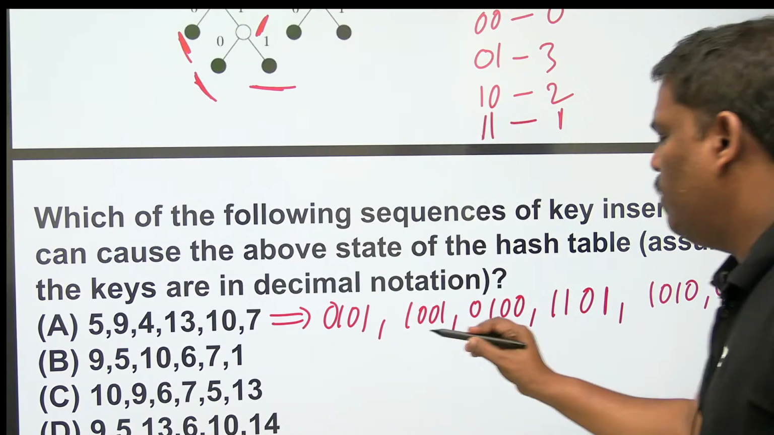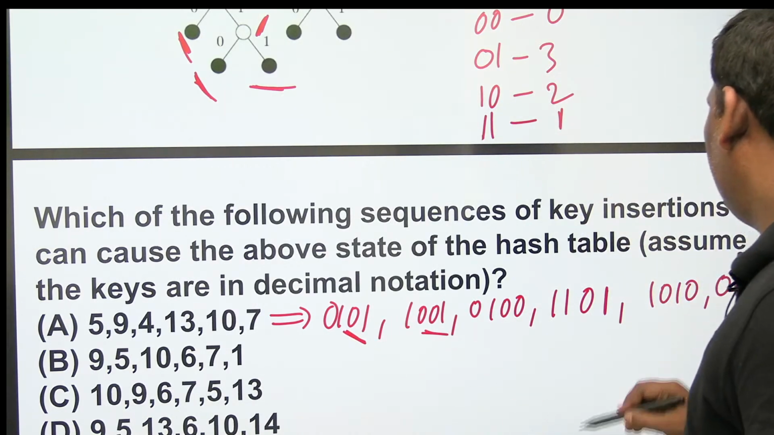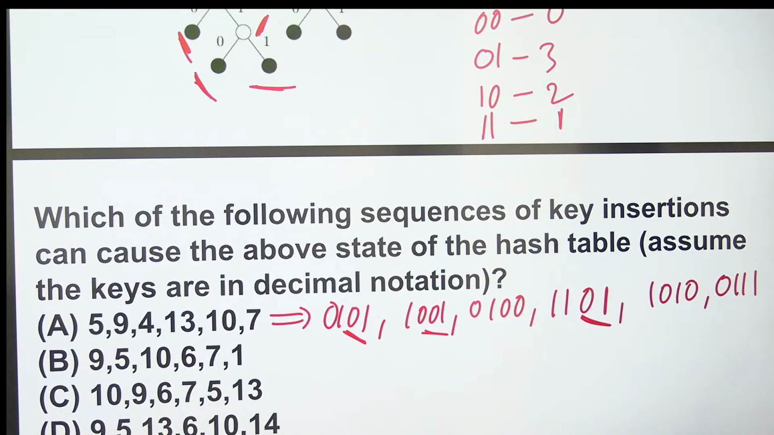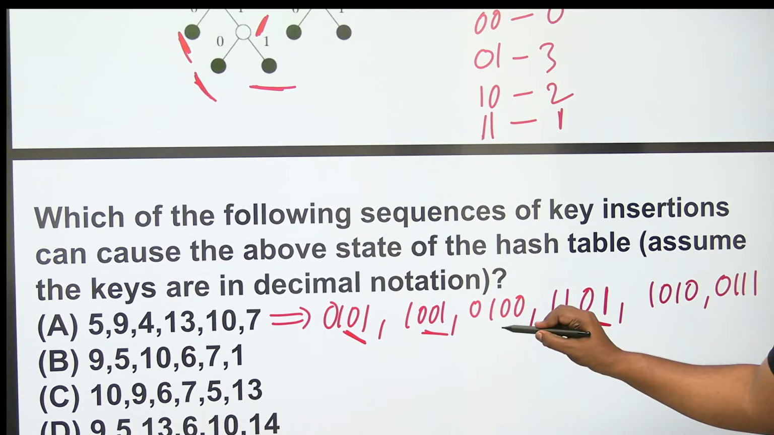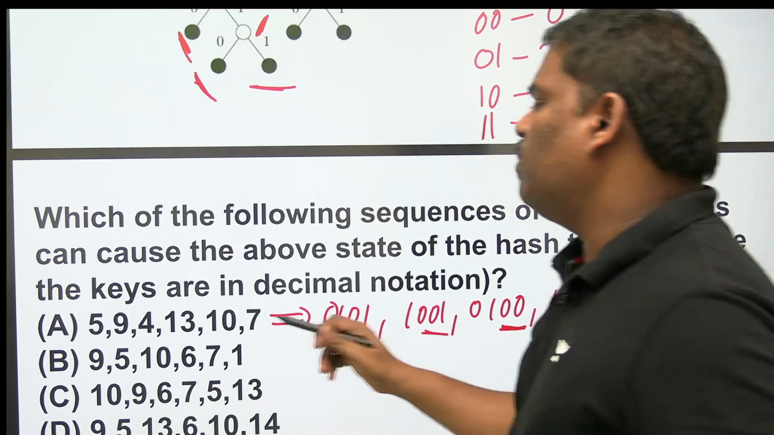01, 3 people required. Yeah, 01, 3 people. 00, how many people? 00 should actually be 0, right? But here 1 person has come, so it cannot be the answer.